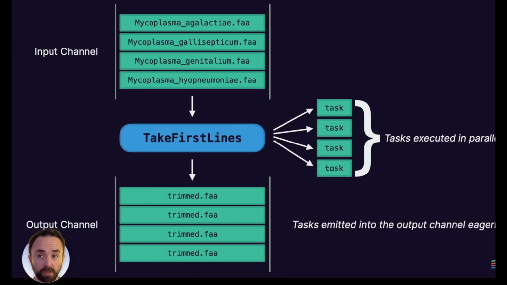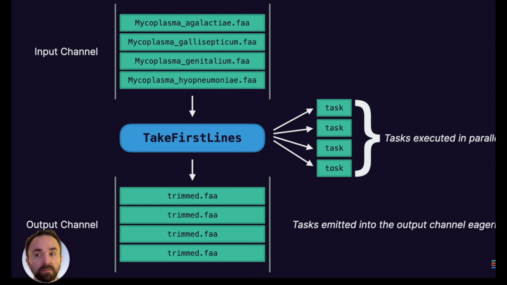You can think about the tasks, channels and processes graphically like this. So here we have this input channel. It has 4 elements. I'm going to pass each of those elements in this first in, first out pipe to the take first lines process. And as soon as an entry comes into that take first lines process, it spawns a task and then takes a new element, spawns a task, takes a new element, spawns a task, takes a new element, and spawns that last task. And all of those tasks run in parallel.